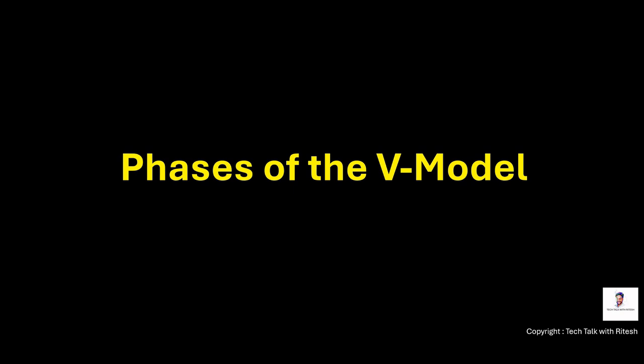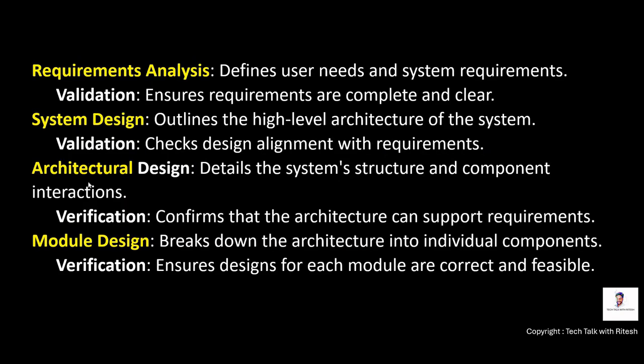So likewise, we have the waterfall model. It is just an extended version of the waterfall model. We have the same phases: requirement analysis, system design, architecture design, the module design, etc. Whatever we have covered, it gives some extra stress on validation, on the testing phase. So for each development phase, there is a corresponding testing phase. Requirement analysis defines user needs and system requirements, right? And the validation would be to ensure requirements are complete and clear. System design will outline the high level architecture of the system, and validation will check design alignment with the requirements.